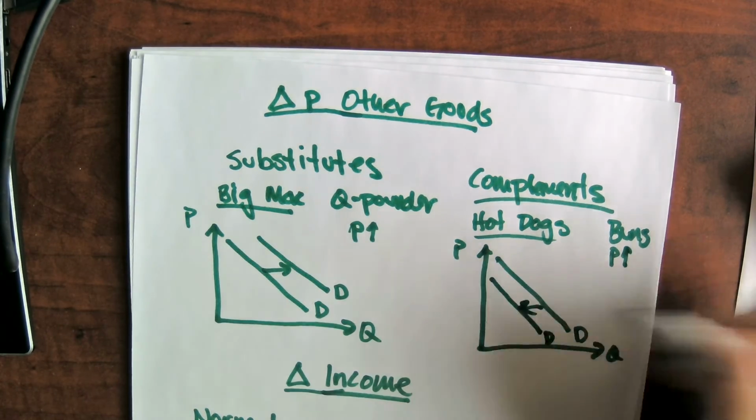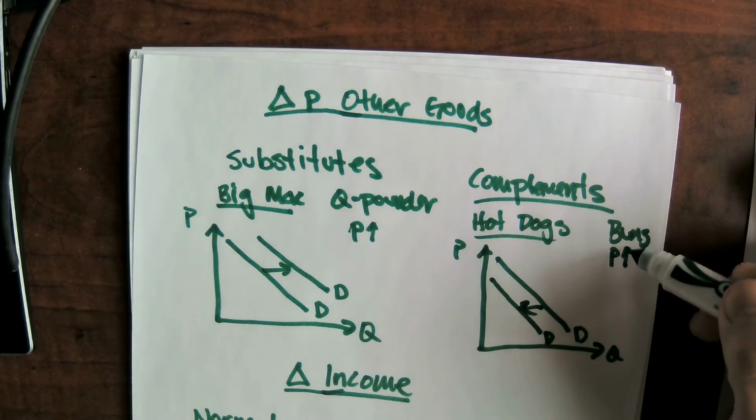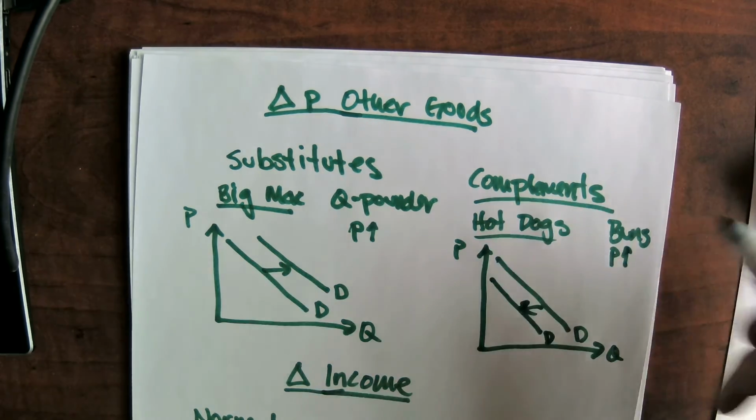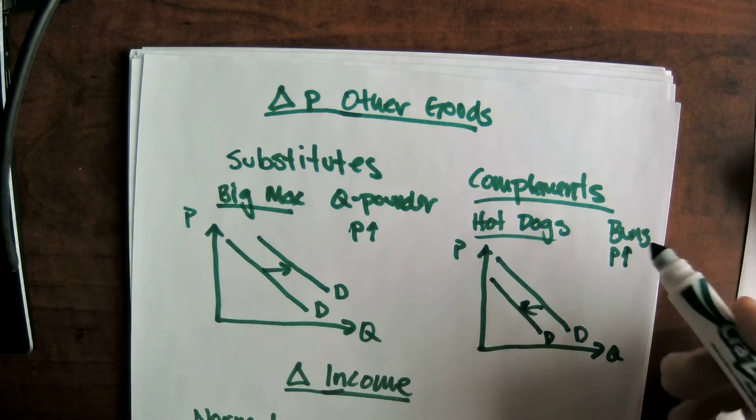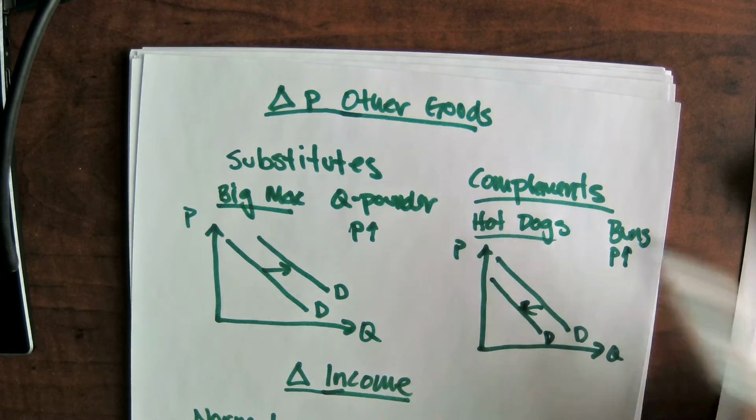Demand curve shifts in. Again, if the price of buns falls, it makes the overall cost of having a hot dog with a bun cheaper. So the price falling would cause the demand curve to shift out. That's how that works, okay?